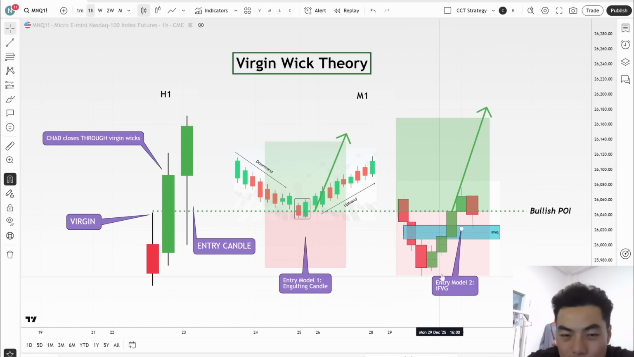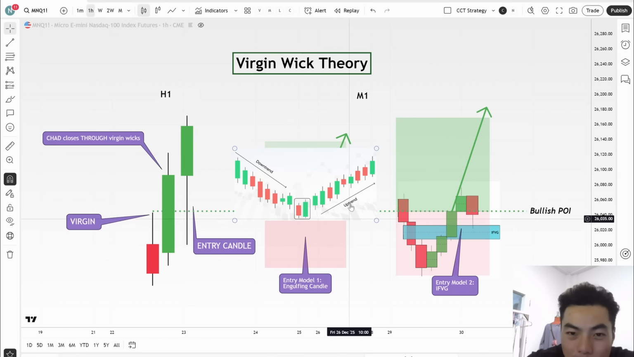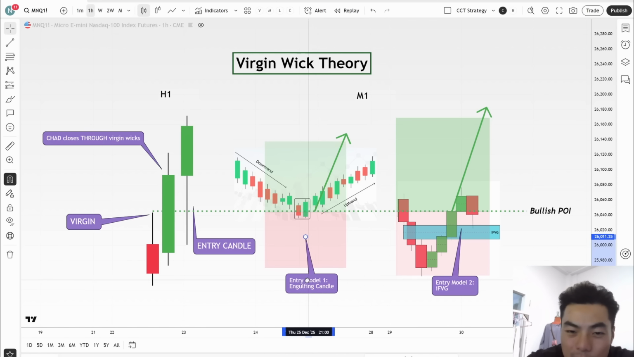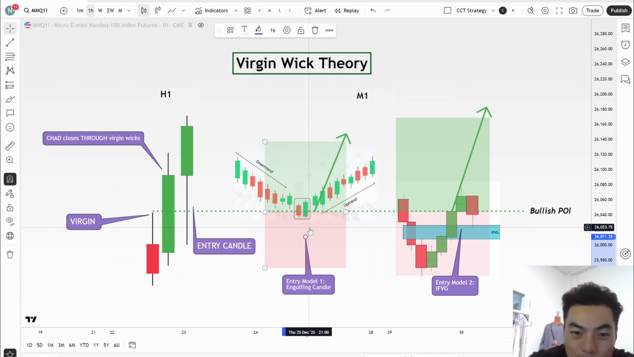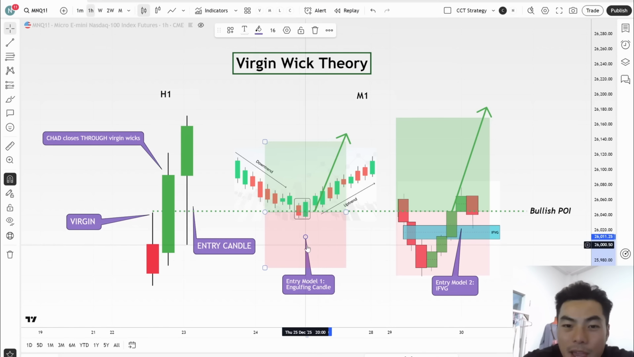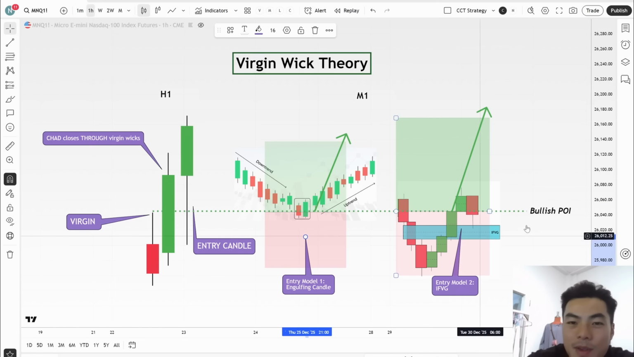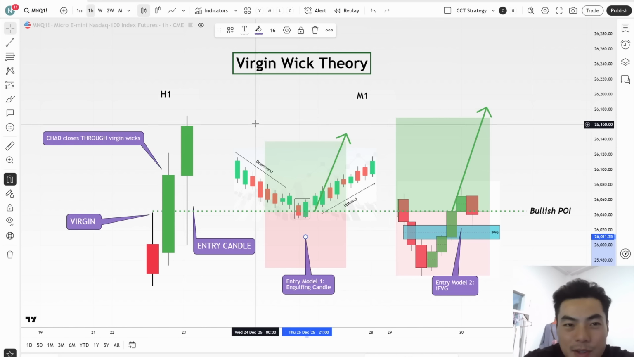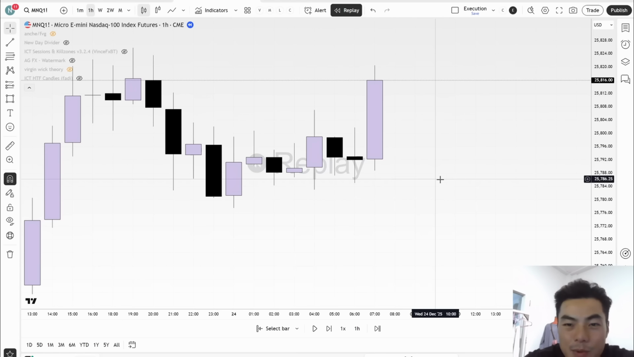Okay, close below. And then we want to see it come back up with one of two entry models. Either an engulfing candle, meaning you get a green candle close above the open of the candle that took us below the point of interest, and then we enter our long there, or we want to see a close back above the point of interest after inversing a fair value gap, as you can see here. That is the strategy in a nutshell. I'll go through a super quick example.